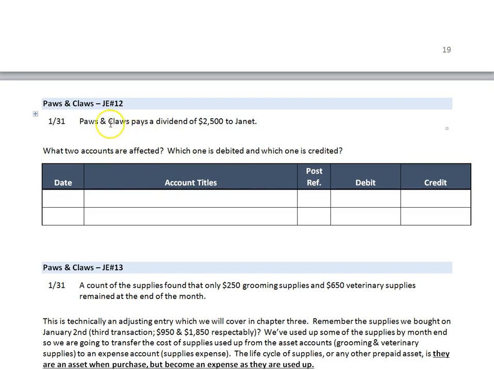Alright, journal entry number 12. Pause and Calls pays a dividend of $2,500 to Janet. So again, I would hone in on the cash. We're paying out cash, so we need to credit cash. And we want to debit the dividends account. Remember, dividends have a normal debit balance, so we're going to debit the dividends and pay out the cash.